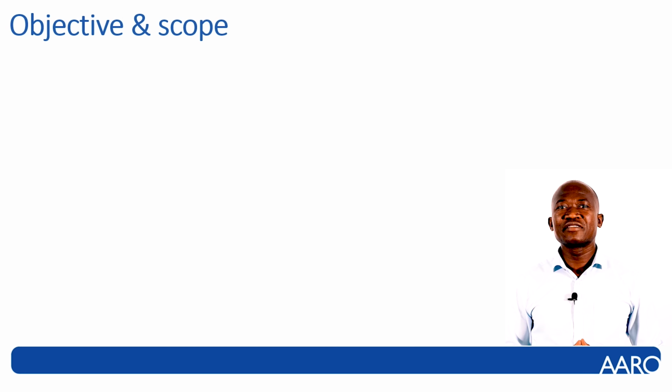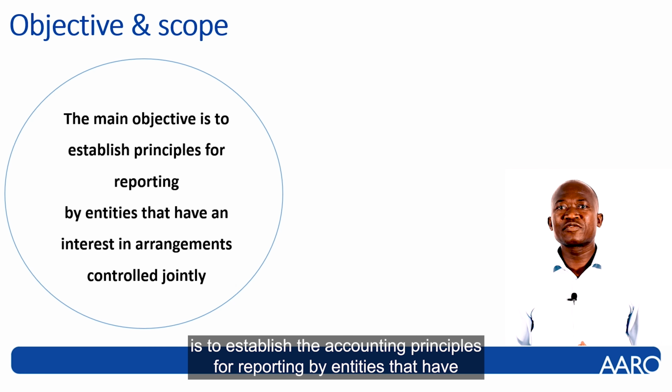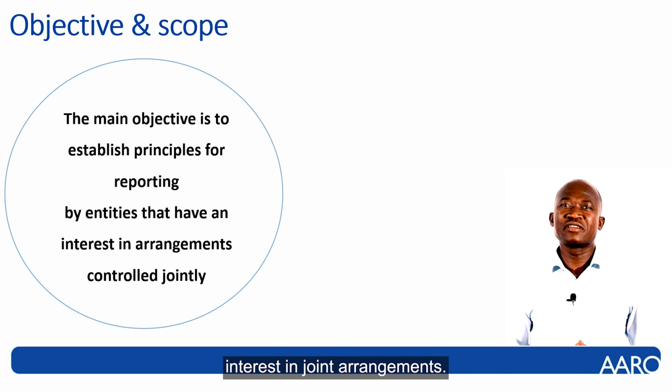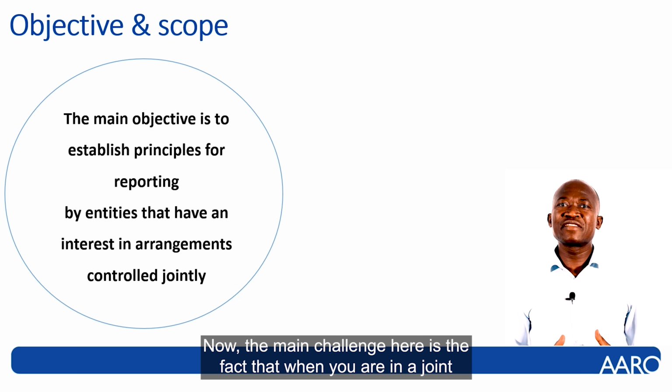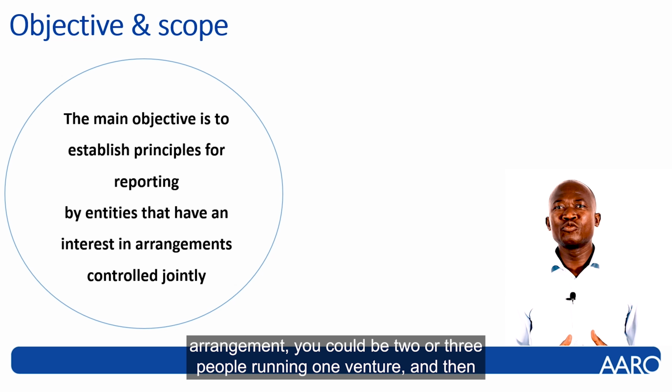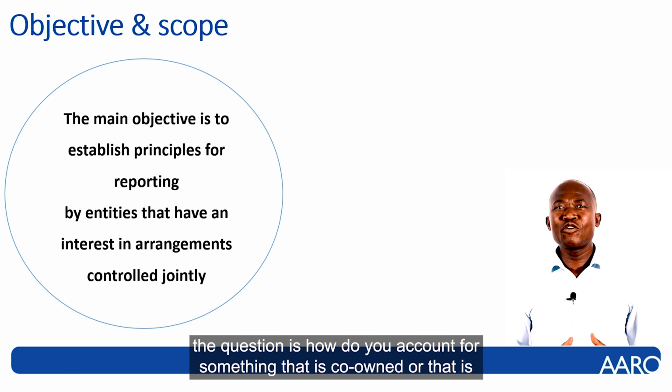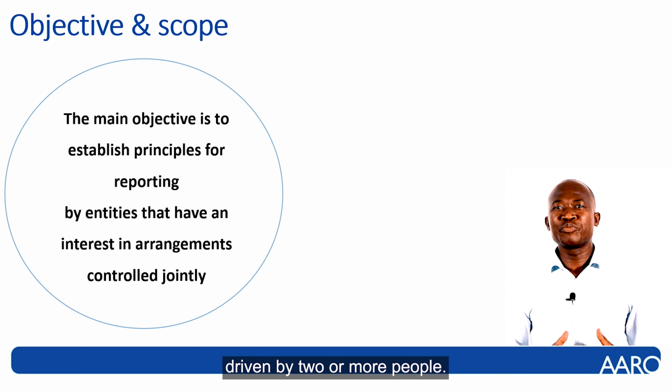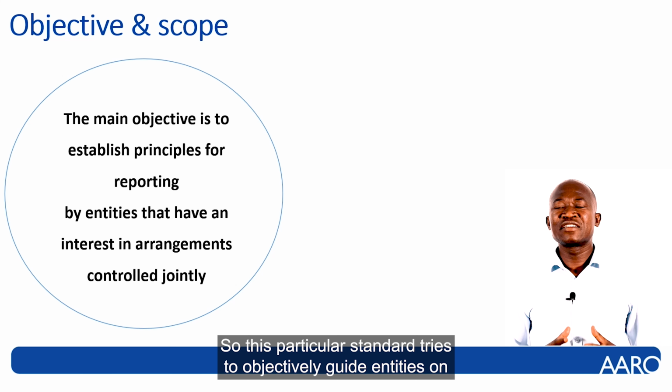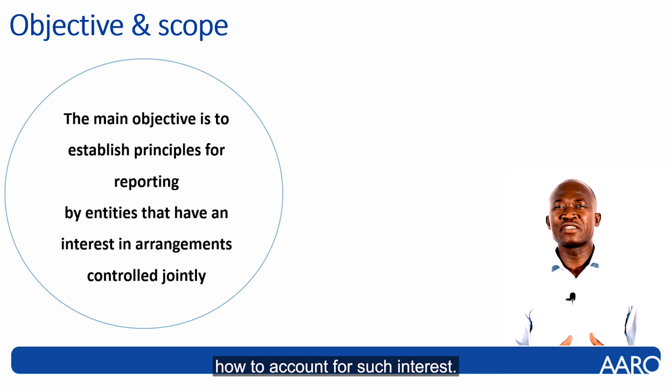The main objective is to establish the accounting principles for reporting by entities that have interest in joint arrangements. Now, the main challenge here is that when you are in a joint arrangement, you could be two or three people running one venture, and then the question is, how do you account for something that is co-owned or that is driven by two or more people? So this particular standard tries to objectively guide entities on how to account for such interest.